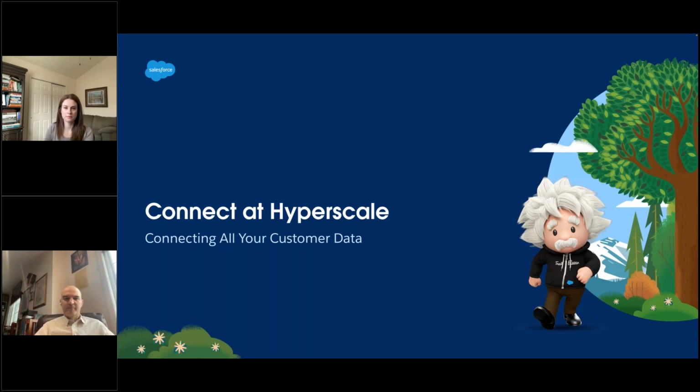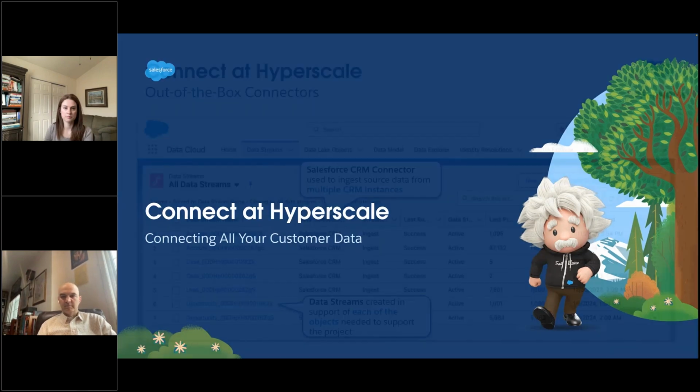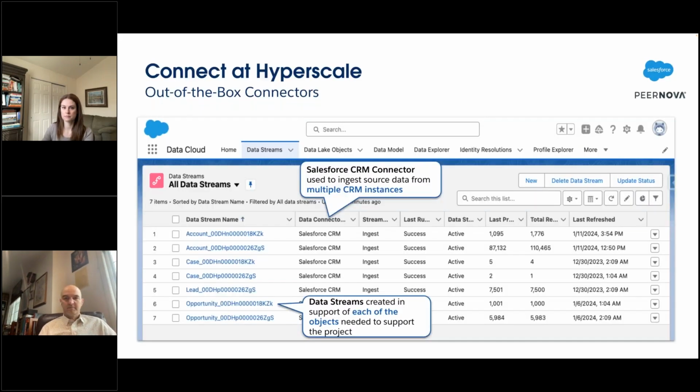Okay. All righty. So we started out by using the out-of-the-box Salesforce CRM connector, as I mentioned before, to connect all our multiple CRM instances. Each data stream represents the objects we needed to support our project in the demo that you saw. There are so many fields in each object coming in our data streams. We needed to assess each field's value. Data Explorer is a valuable tool, but it's ineffective as a tool for assessing the ingested data.